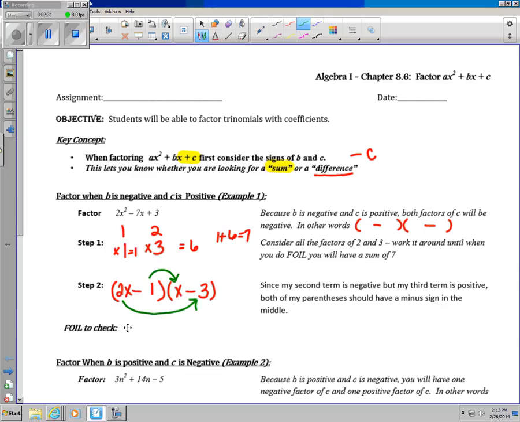Okay? So my first terms gives me 2x times x, which is 2x squared. And again, my outer is 6x, my inner is x, and my last is positive 3. When I combine like terms, I have 2x squared minus 7x plus 3. Okay? They won't all turn out quite that easy when you have multiple factors. You just have to do some working around to where you can find a good combination. Okay? All right, let's scroll down to example 2.